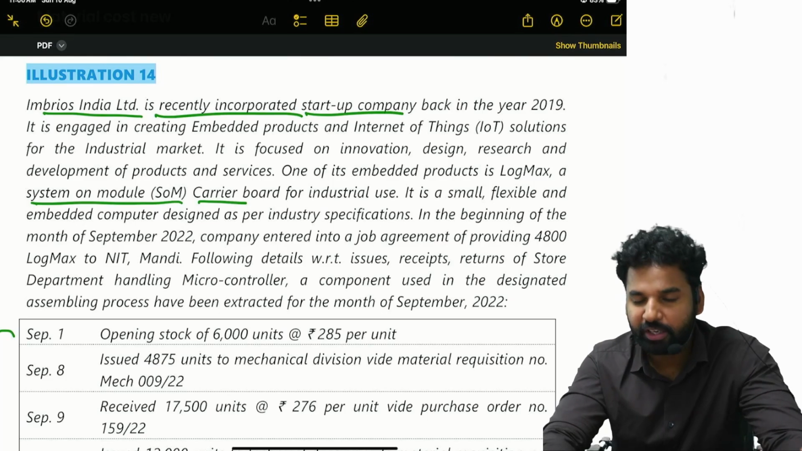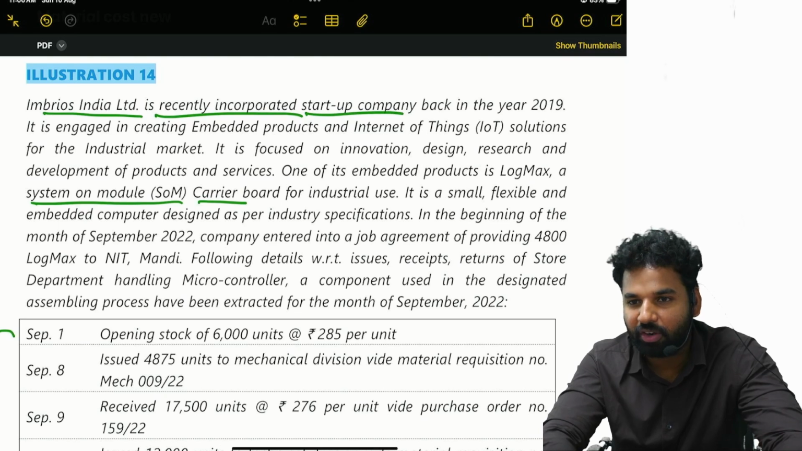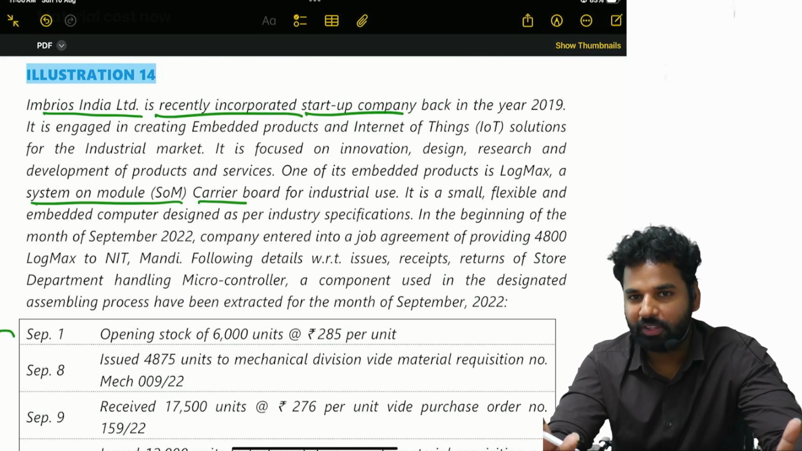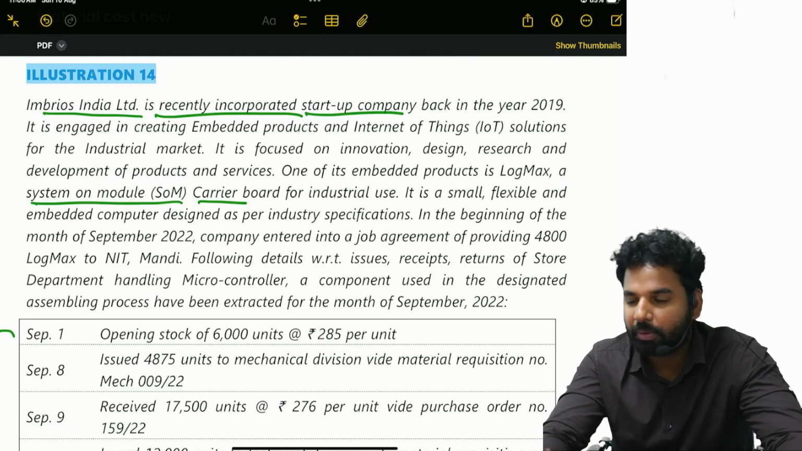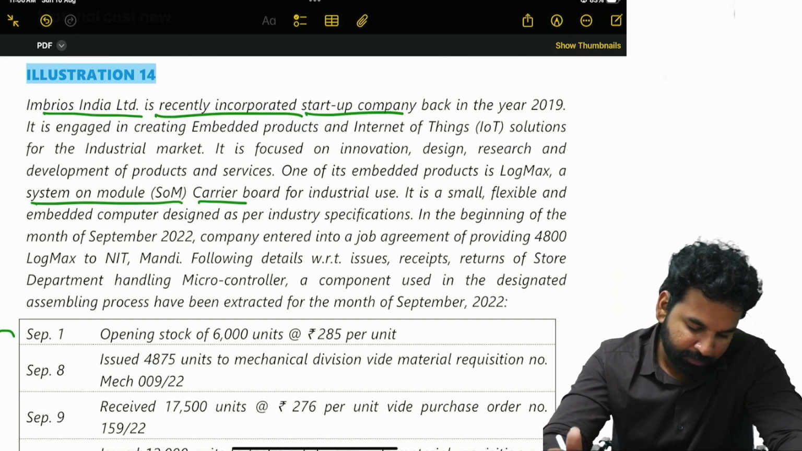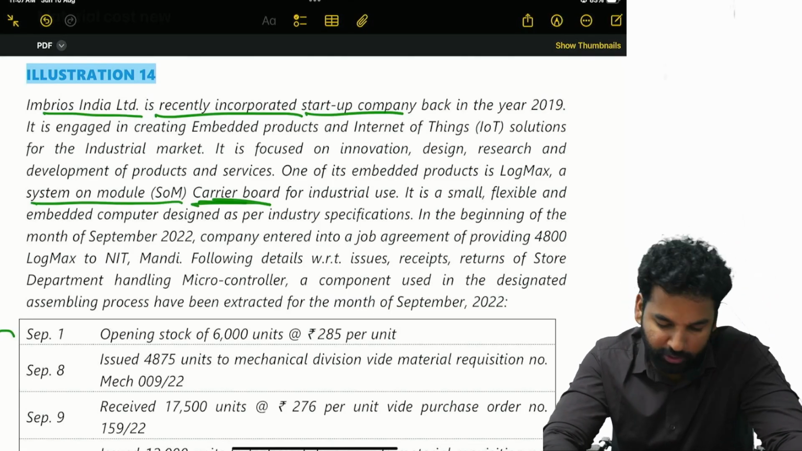So all this we don't need. Under costing we just need what the material is and what the procurement is. So in order to manufacture the computer, they are preparing a component, the SOM carrier board for industrial use. Okay, right. So they are purchasing.